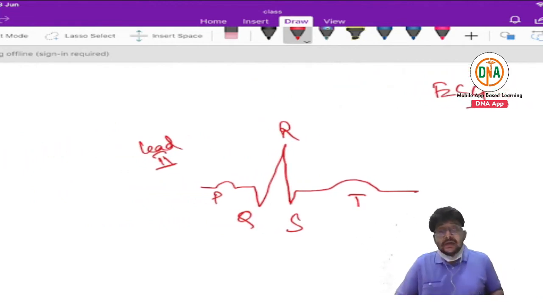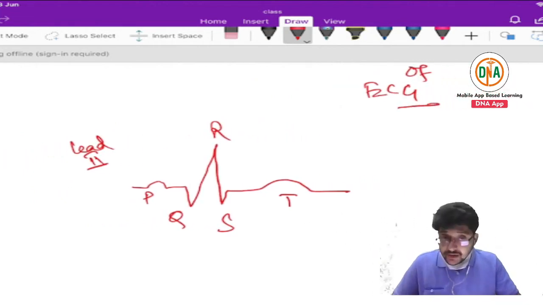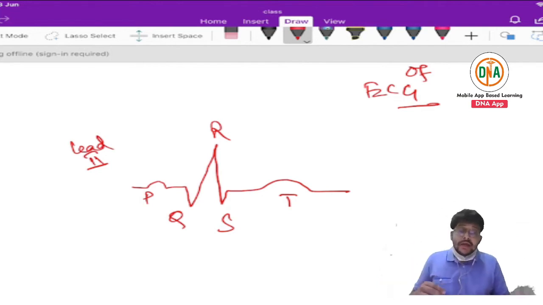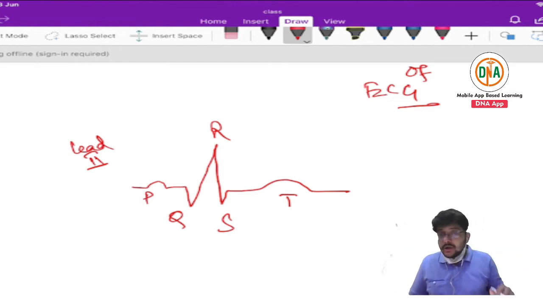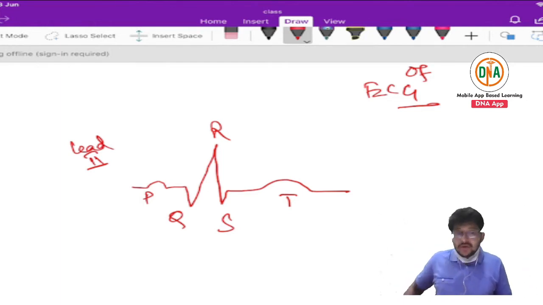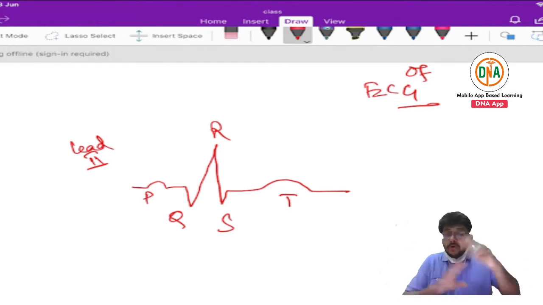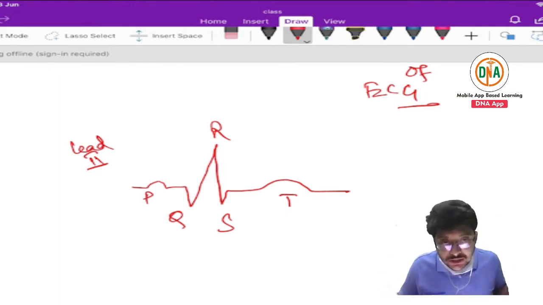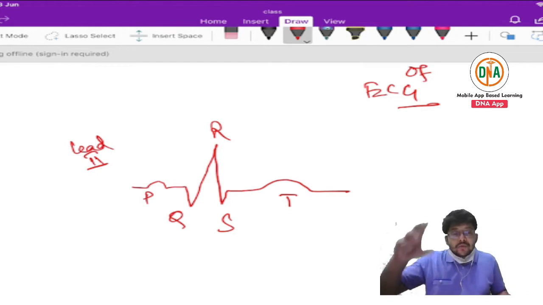In other leads, it can look a little different. Like R wave can be negative in some leads. P wave can be negative in some leads. If you look at lead AVR, which is just opposite to lead 2, AVR is on your right shoulder, whereas lead 2 is on your left foot. So if you look like that, everything will just be opposite. P will be negative, R will be negative.